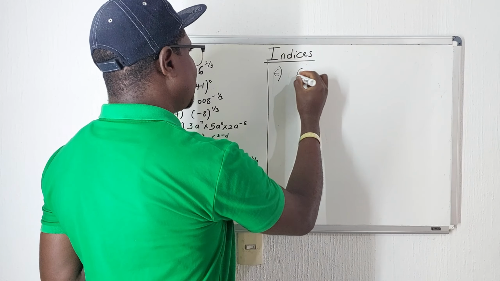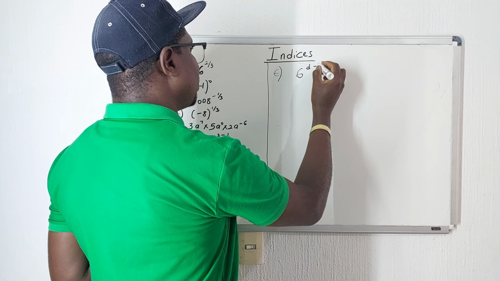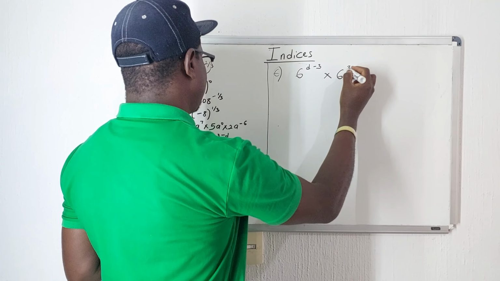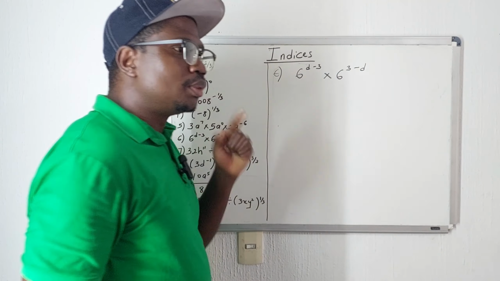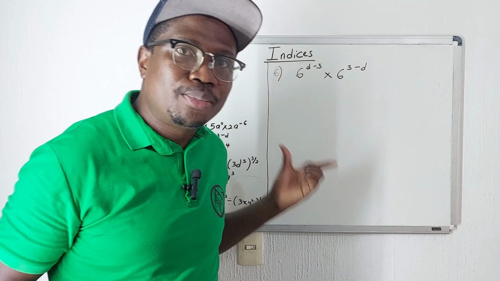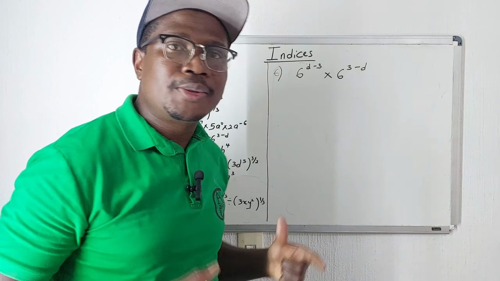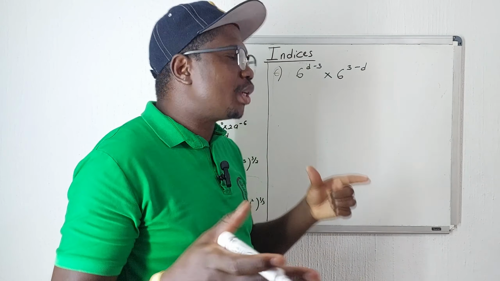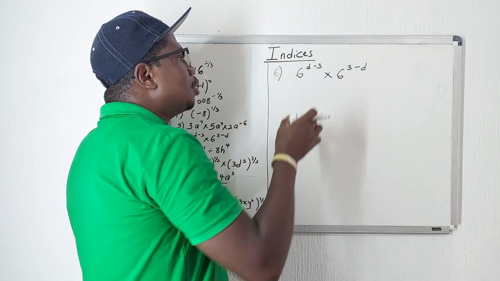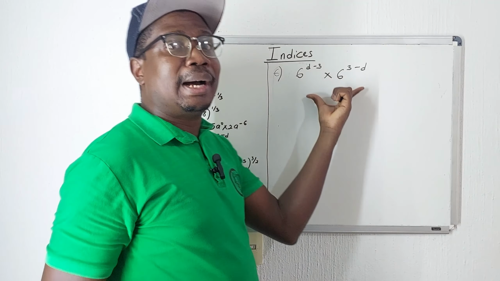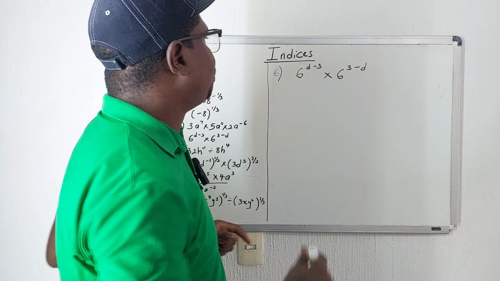We have 6 to the power d minus 3 times 6 to the power 3 minus d. So this one too is very simple. As I told you, these are the simple ones. Subsequently, we're going to move to some more complex or more tricky questions. So they have the same base and they are multiplying. What do we do? We add the powers from the first law, remember?